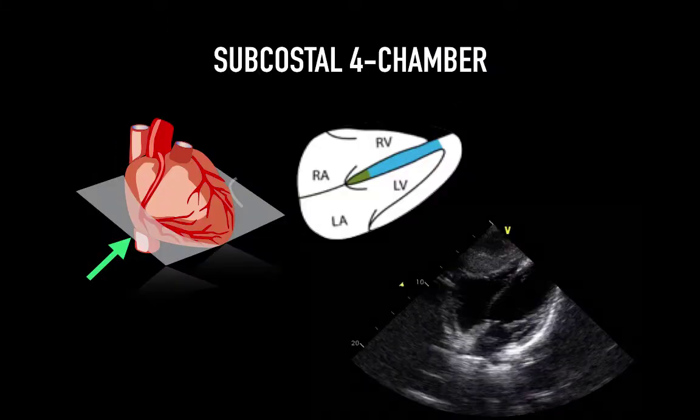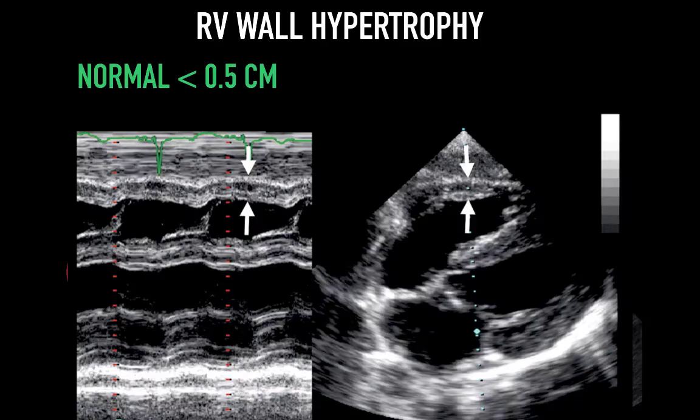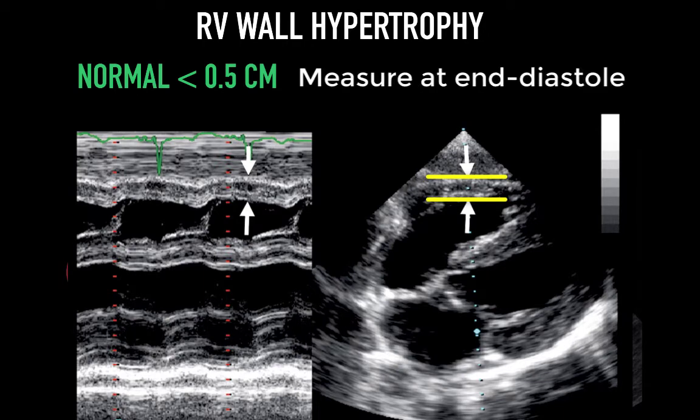The subcostal 4-chamber is another view to interrogate the RV. This is the most sensitive view to assess for pericardial fluid as a cause for tamponade. And often we find in our ventilated patients this is a readily acquired view. You can also measure RV free wall thickness. This is best measured in the subcostal view at end diastole.